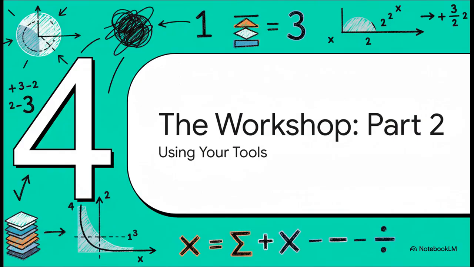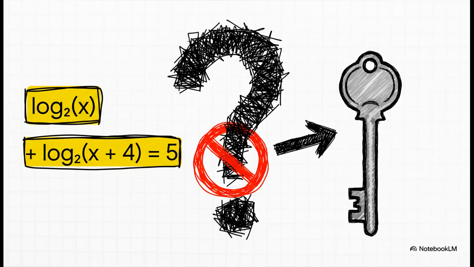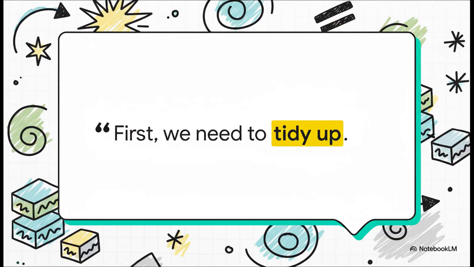All right, time for the main event. Let's look at a problem where you're going to need everything we've talked about, your tools and the master key. So what happens when you get something messy like this? We've got 2 different logs on one side. We can't use our master key yet because it's not a single log. So, are we just stuck? No way. This is exactly why we have a toolbox. We just need to tidy things up a bit first.